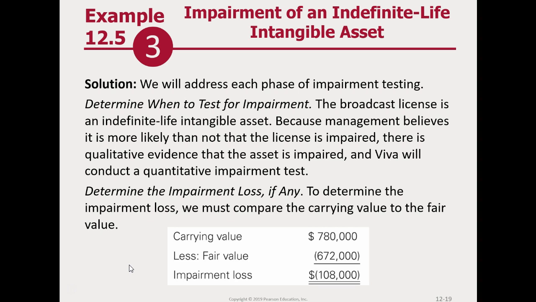In this case, we had the qualitative evidence that the asset was impaired. Now we go on to the next thing, which is how we test. So we need to determine the impairment loss. In this case, it's not a two-step test. It is a one-step test. We take carrying value and we compare it to fair value. We have impairment loss of 108.